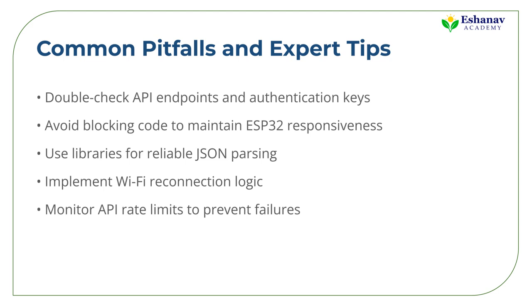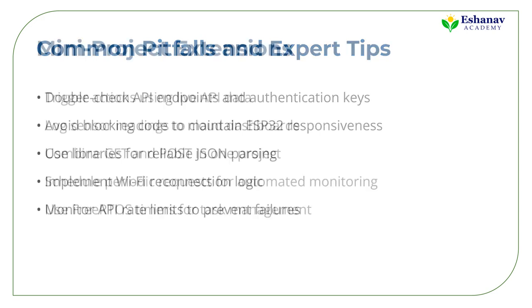Wi-Fi dropouts are inevitable. Implement reconnection logic and log errors. Finally, be mindful of API rate limits to prevent throttling. From experience, always test with local mock servers first, then scale to public APIs. These practices ensure reliability, maintainability, and real-world readiness for production IoT systems.